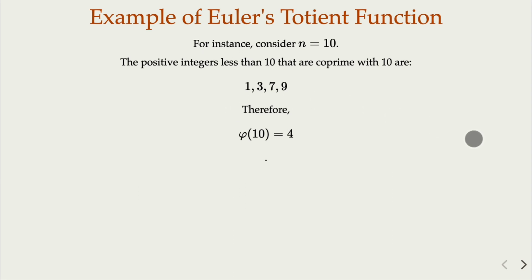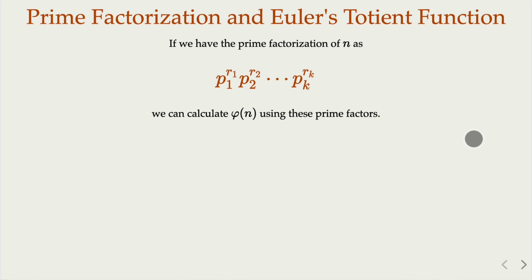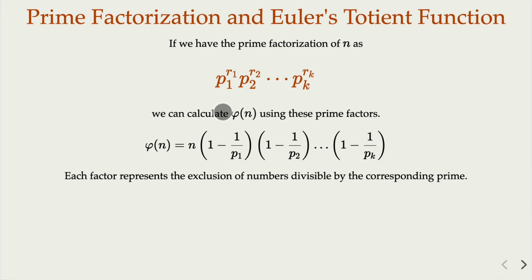For an integer, how do we calculate this? Is there any formula for this? The answer is yes. We're not going to cover the detailed reason for this, but we're going to share the basic result with prime factorization and Euler's Totient Function. If we write the integer n as a product of primes p with different powers, then we can calculate the totient function phi, which is n times this product. This expression is very useful in calculating the totient function.